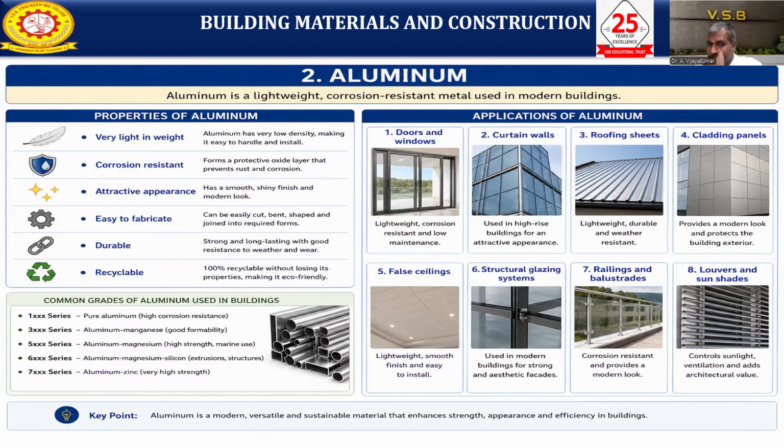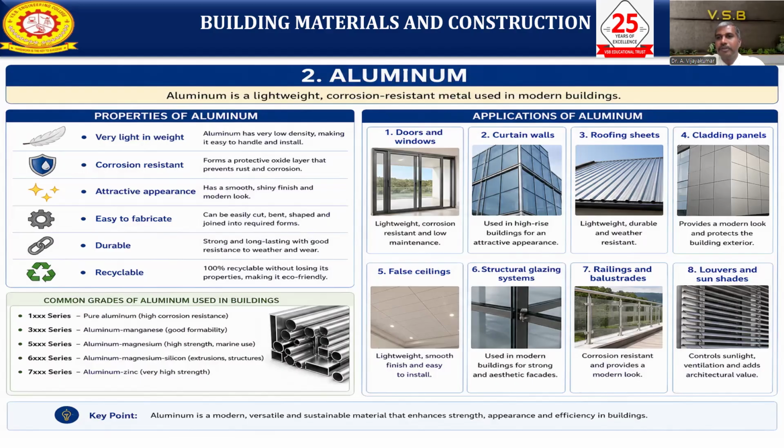So when we say the second series, it is aluminium with magnesium added. It's good formability. So aluminium-magnesium we take for high strength, and we can also use it for marine uses. Then for extrusion of the structure and very high strength, we have zinc that we can use. So we have different series with different grades of aluminium, and based on application you can select.